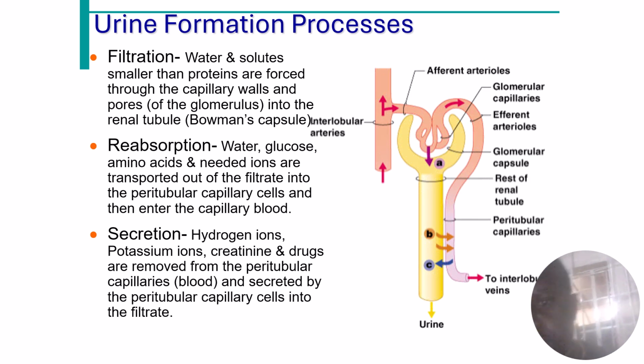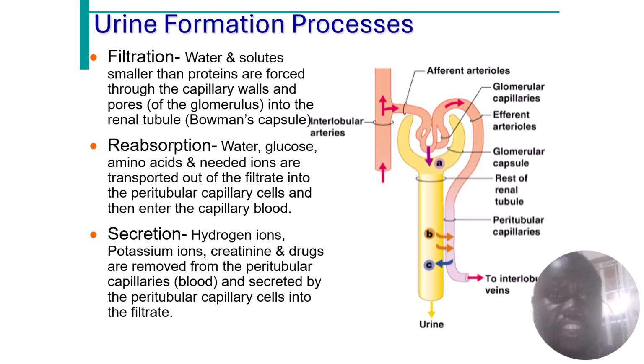Gentlemen and ladies, welcome back to this discussion of anatomy and physiology of the renal or urinary system. We are looking at urine formation processes, and you discover that there are four main processes that take place in the nephron that leads to production of urine. The first process is filtration. The second one is reabsorption, then there is secretion. The last process is called urine concentration.